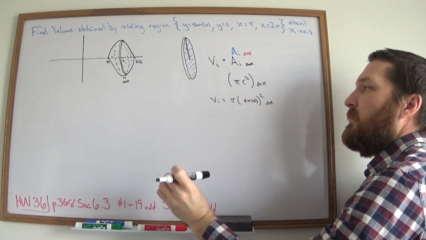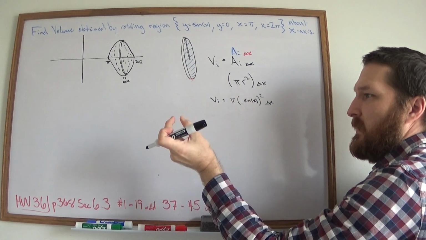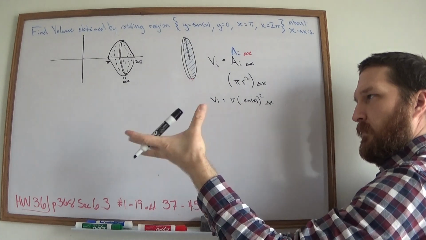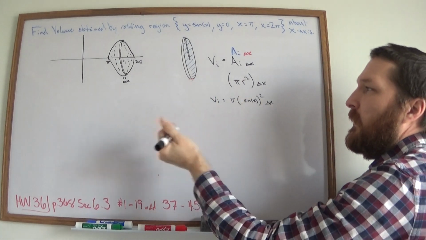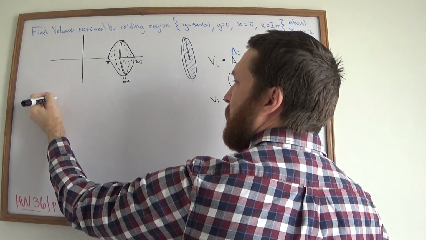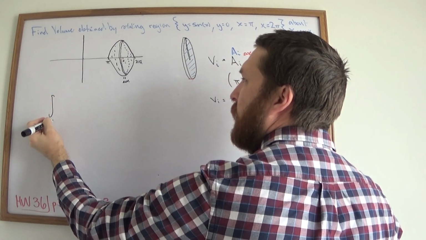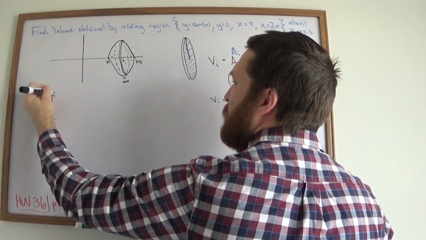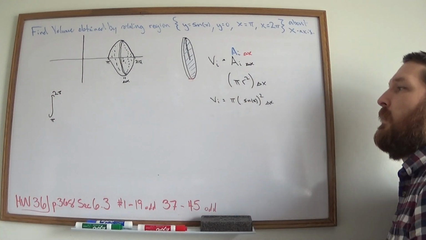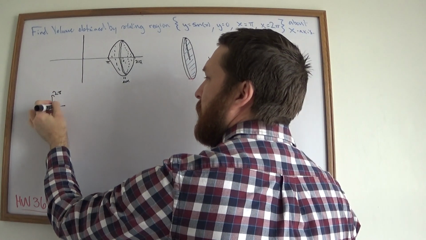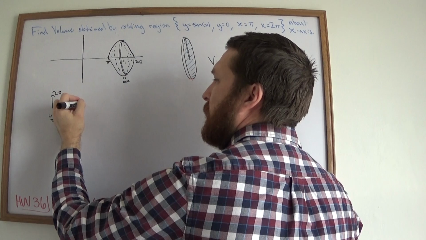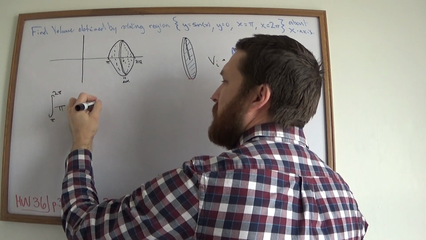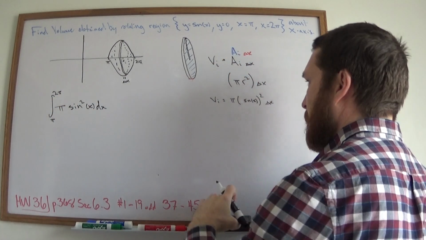And when I add all those up and take the limit as delta x goes to 0, or as n goes to infinity, we get an integral. What integral is that? From pi to 2 pi of pi sine squared dx. There we go. So let's do this real quick.